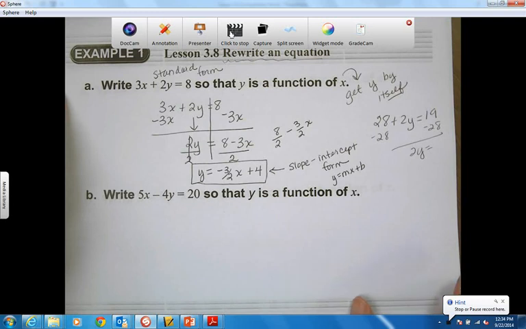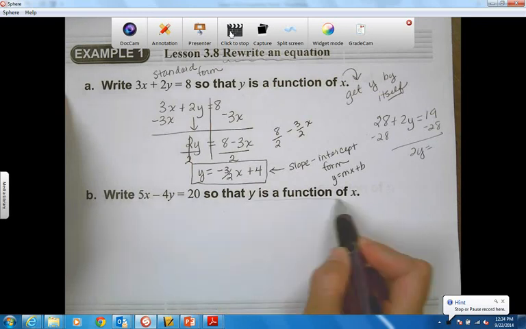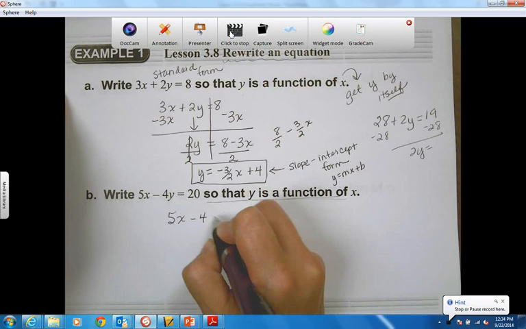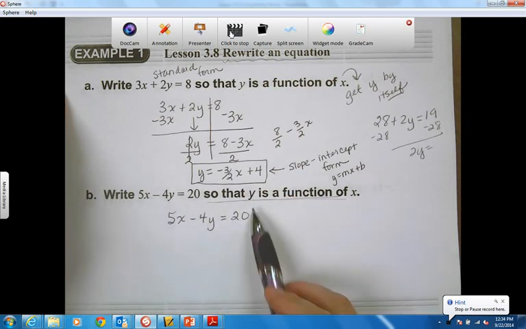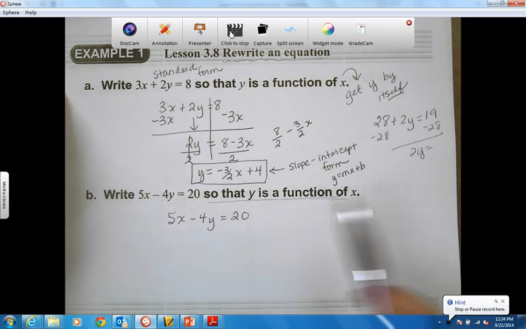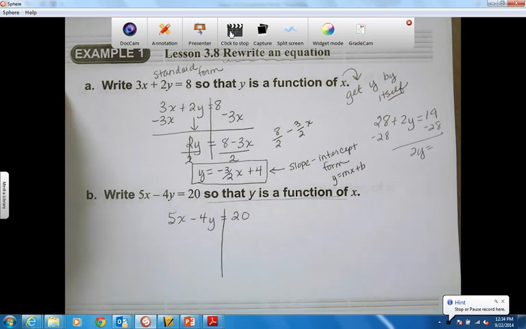Okay, so that y is a function of x means get y by itself. Sometimes they'll ask you to get x by itself, but for these, if we're making a function, y is going to be by itself. Okay, so what do I need to do? Minus 5x. All right, so what drops down here? What drops down? Negative 4y, good.